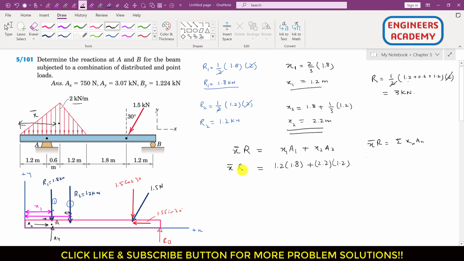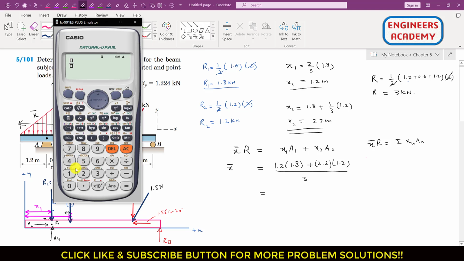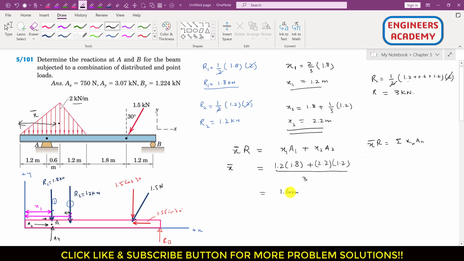Right? So then if you want to find this x bar, we have to divide this whole sum by this R, which is 3 kilonewton, right? So we will divide it by that R, and R is equal to 3 kilonewton. So this will give us the centroid of this whole area, right? So this is 1.2 into 1.8 plus 2.2 into 1.2 divided by 3. So that is equal to 1.6 meters.